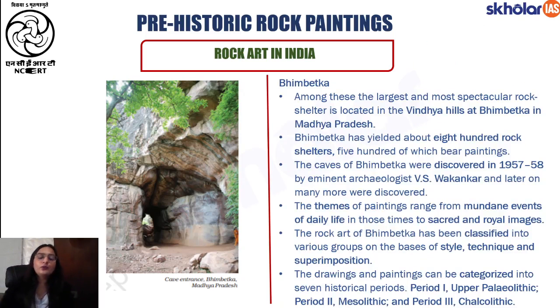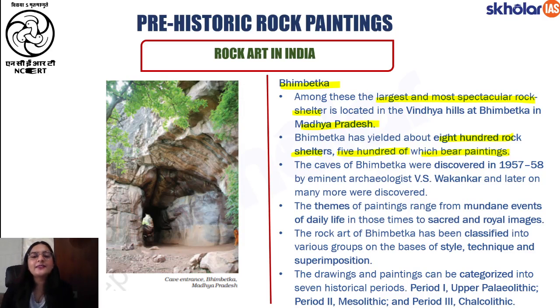Alright. Now, students, under the Madhya Pradesh ranges, the most important examples of rock painting have been yielded from a cave shelter which is known as Bhimbetka. And Bhimbetka here, students, is the largest and most spectacular rock shelter that is located in Madhya Pradesh. It has yielded about 800 rock shelters, out of which 500 bear paintings. So you can see how many examples of rock art can be found in just one rock shelter that is located in Madhya Pradesh, known as Bhimbetka.